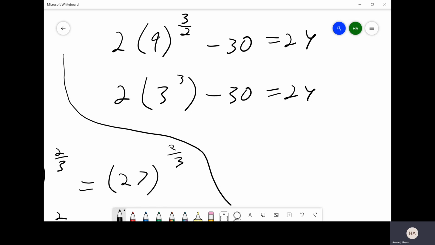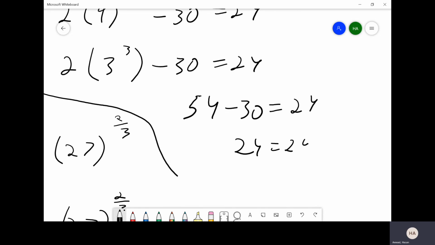Sorry, I'm running out of room here, my mistake. So 3 cubed is 3 times 3 times 3. 3 times 3 is 9, times 3 is 27, and 27 times 2 is 54. So 54 minus 30 is equal to 24, and yeah, 24 is equal to 24.